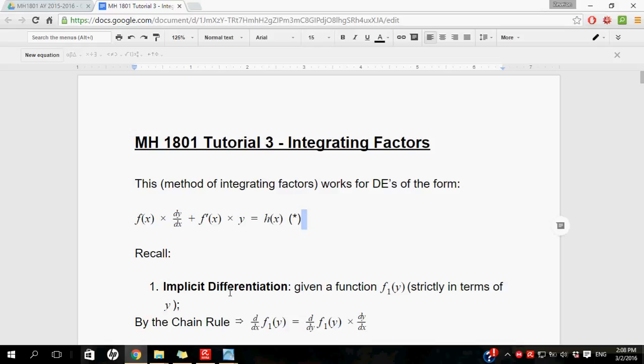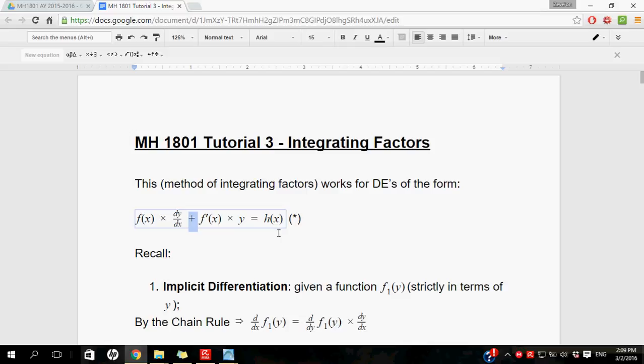The kind of differential equations that we are interested in today are those of this particular form, which we shall call star. We have a function f of x times dy dx plus its derivative f prime of x times y, and it equals some function in terms of x, h of x.